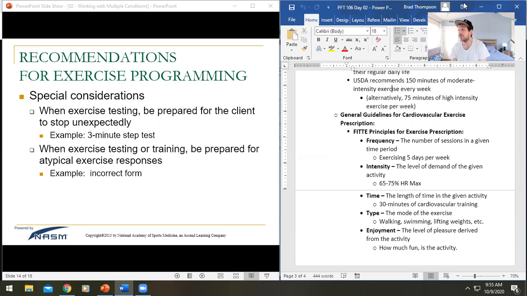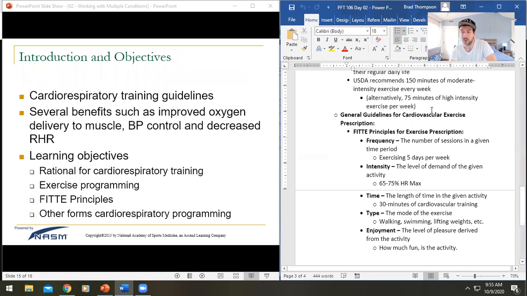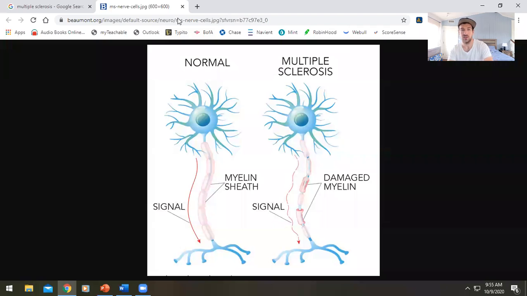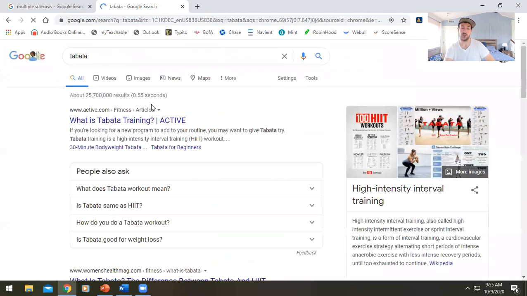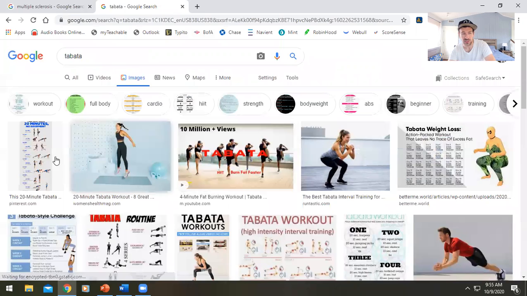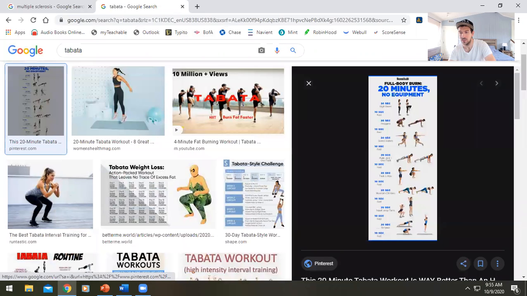Alternatively, you could do 15 minutes of high intensity exercise, right? 15 minutes, 5 days, that's 75 minutes per week. Do you guys remember that Tabata thing I told you about? It's 20 seconds of work followed by 10 seconds of rest for 8 rounds, right? And so check it out. If you type Tabata, look at how many pictures there are of little 20-minute no equipment workouts. You do that 5 days per week.